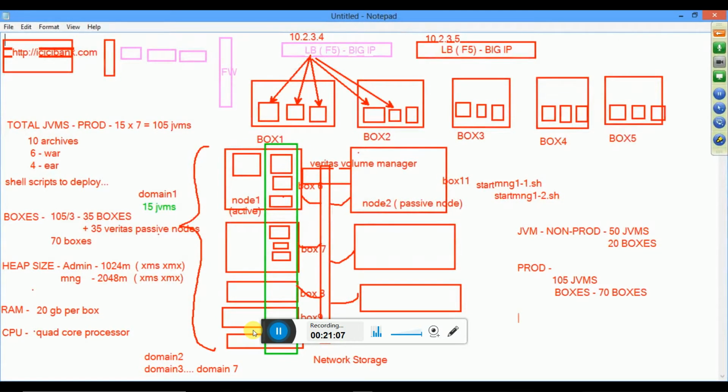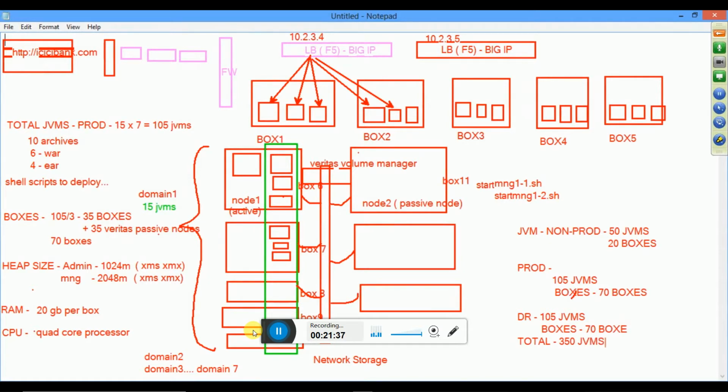So in DR, how many are you supporting? Again, 105 JVMs and boxes, 70 boxes. So in total, you are supporting 50 plus 105 plus 105, so around 350 JVMs. That's a very nice number, isn't it? So you are working on a very big environment.